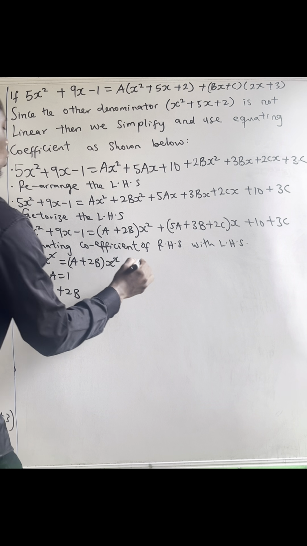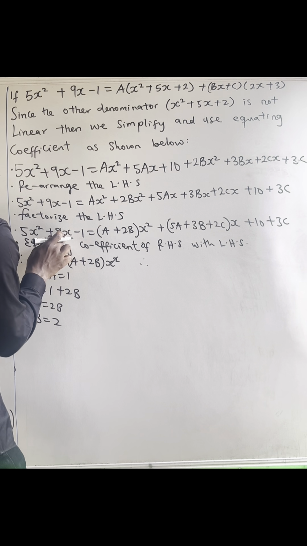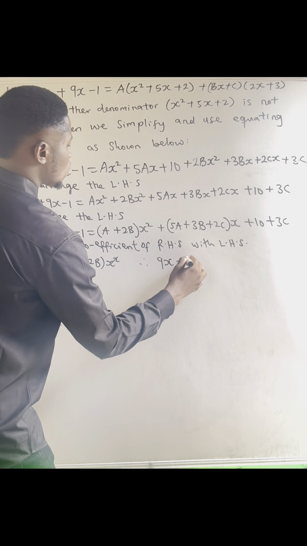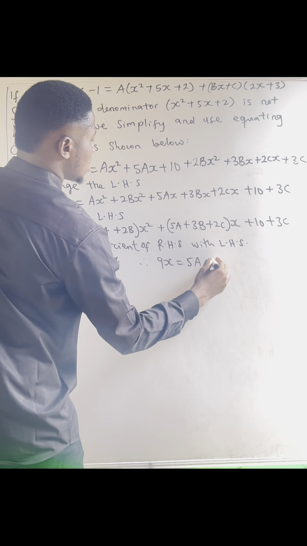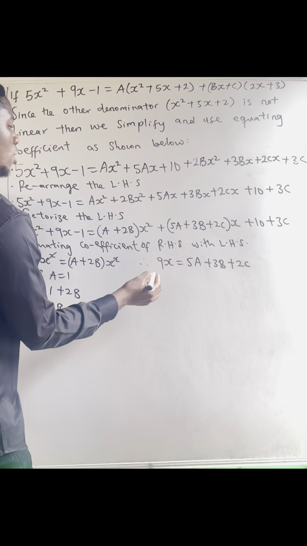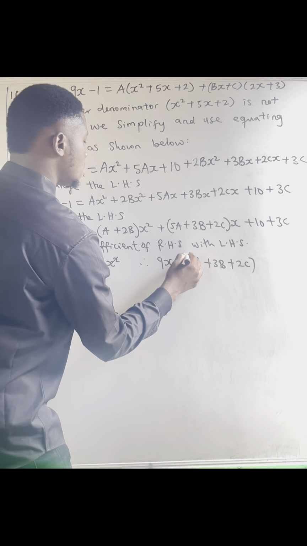So also, I can say therefore, this is my x. I can also say therefore 9x is equals to 5a plus 3b plus 2c. So therefore, don't forget that plus 2c multiplied by x, this x can cancel this x. So therefore, our a is equals to 1. Remember, our a is equals to 1, and our b is equals to 2 that we just got.